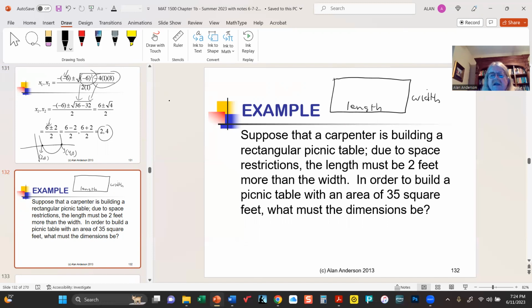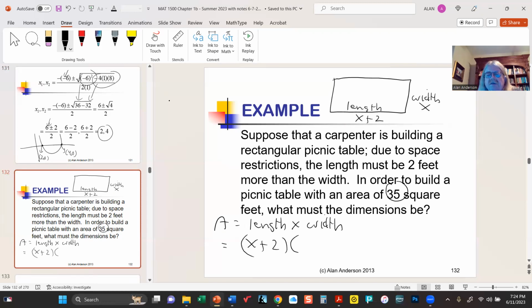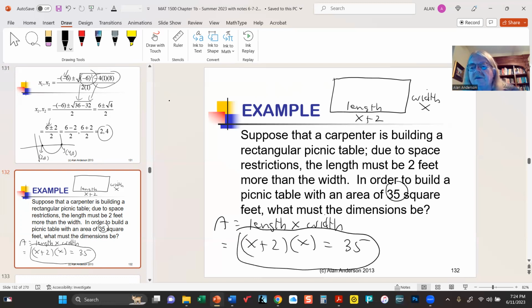So let's just say x is the width and x plus 2 is the length. Now, they're also telling us that the area must be 35 square feet. So whatever the length is, x plus 2, times the width is 35. So what we're trying to do is figure out the dimensions of this table that we need to build.